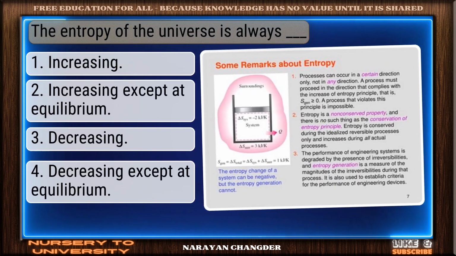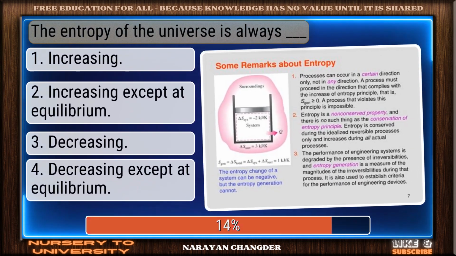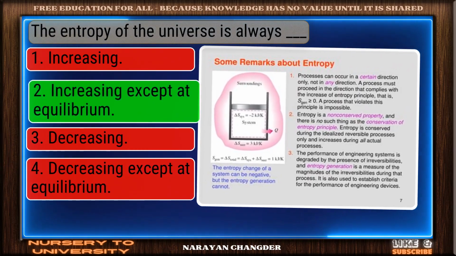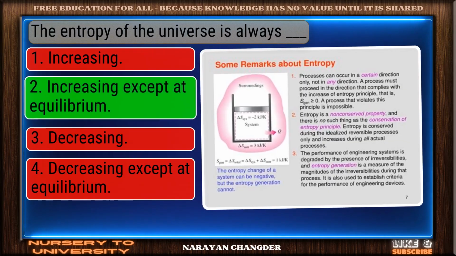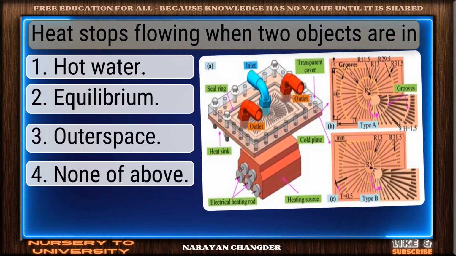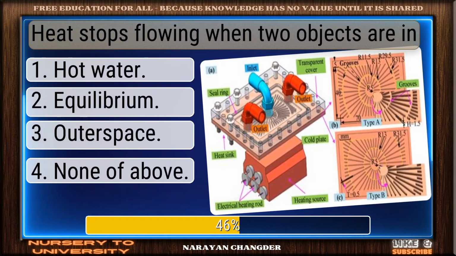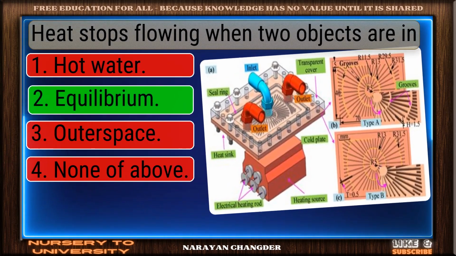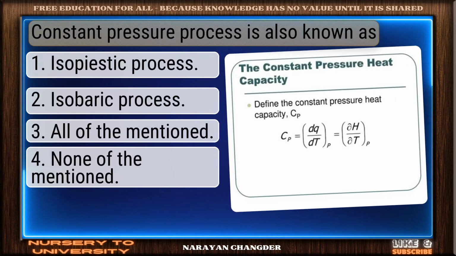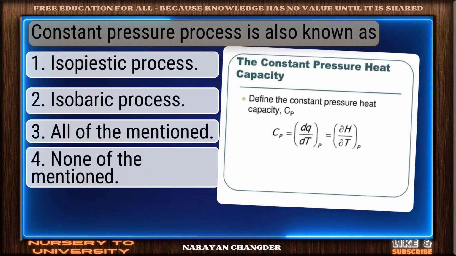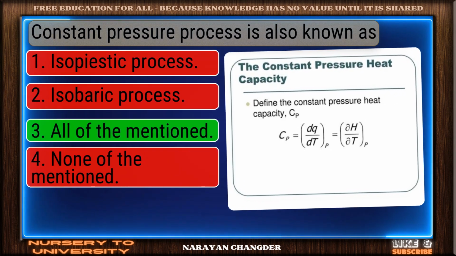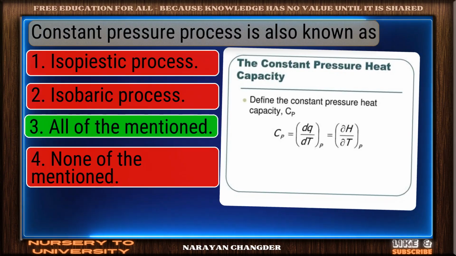The entropy of the universe is always dash. Well picked. Increasing except at equilibrium is the correct answer. Heat stops flowing when 2 objects are in. Strong choice. Equilibrium is the right answer. Constant pressure process is also known as. On track. All of the mentioned is the correct answer.